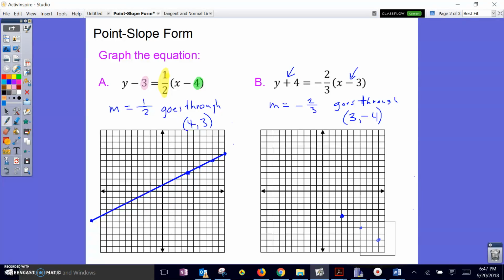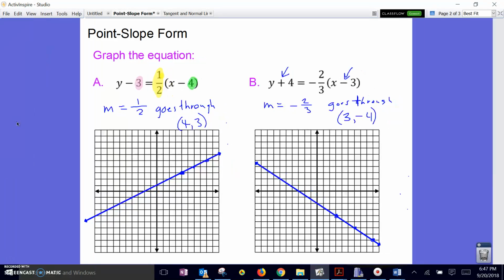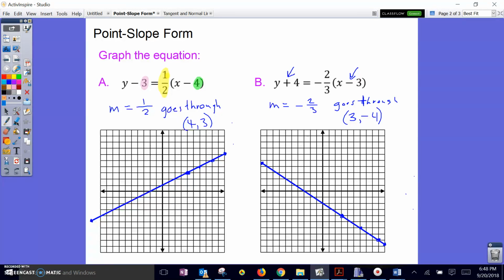and now I have a bunch of points for my line, and I break out my handy dandy ruler, and I go ahead and draw the line through those points, and there's the graph of y plus 4 equals negative 2/3 times the quantity x minus 3.